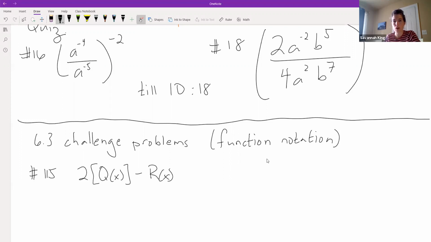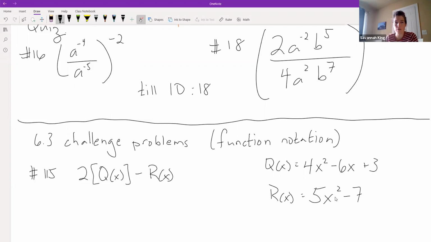So I'm going to write off to the side here that they told us the function called Q looks like this. It's one of these polynomials that we talked about. And the function called R, also a polynomial, since everything in 6.3 was a polynomial. R looks like this.